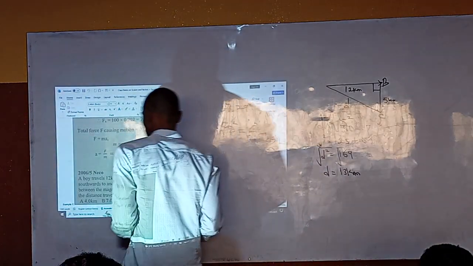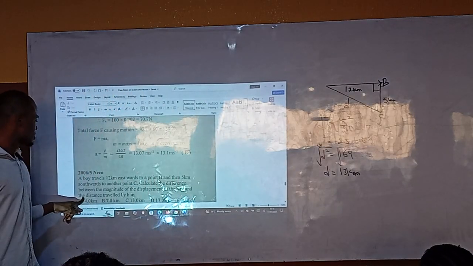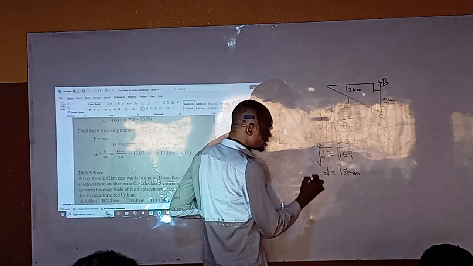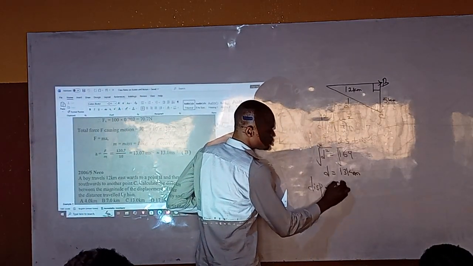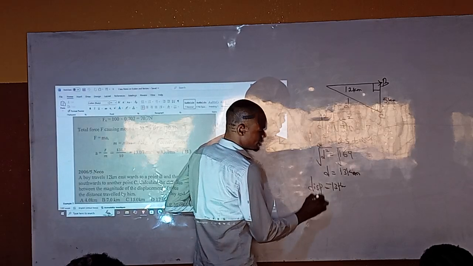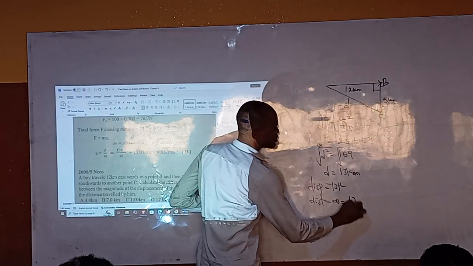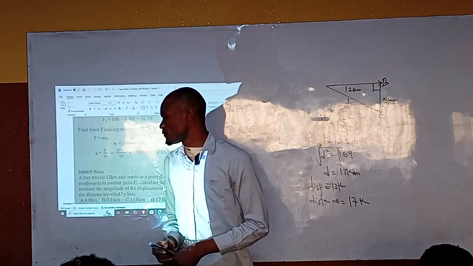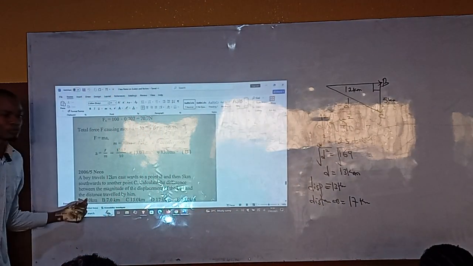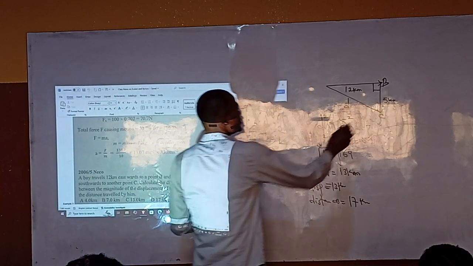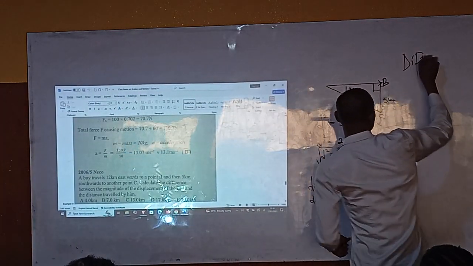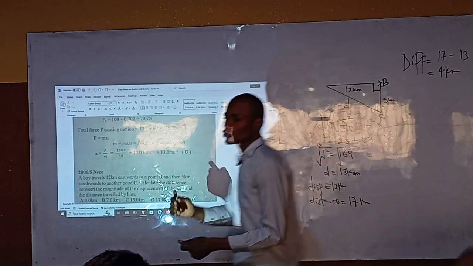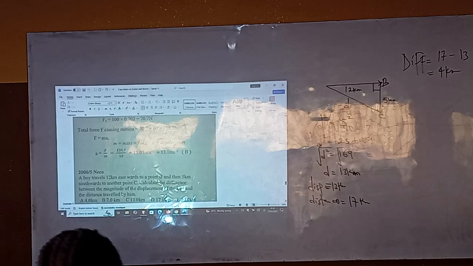Now, JAMB may tell you to get the direction, but let me focus on this question. We are looking for the difference between displacement and distance. Displacement is 13 kilometers. What of distance? Distance is 17 kilometers, right? What is the difference between them? 17 minus 13, 4 kilometers. Option A. Right. Write the question, write the solution.